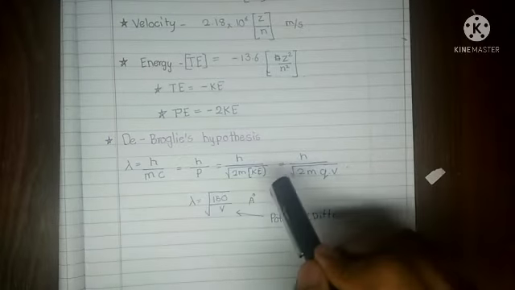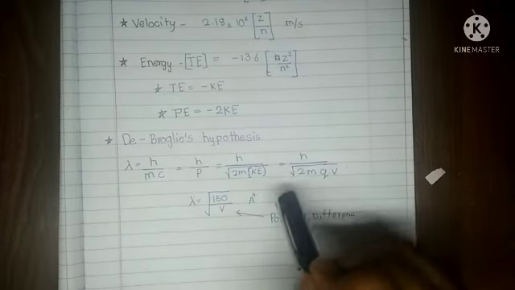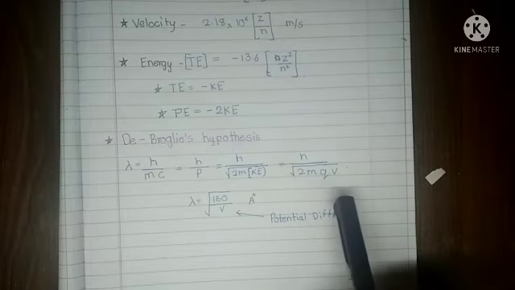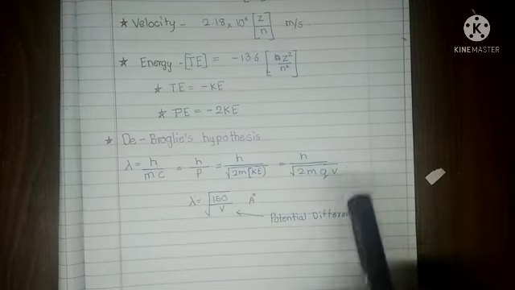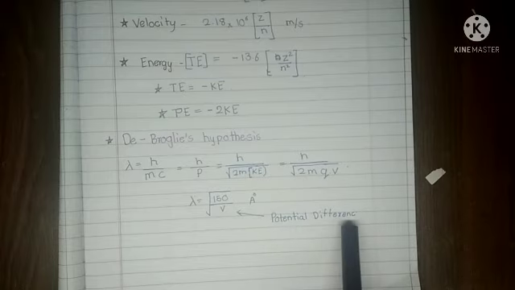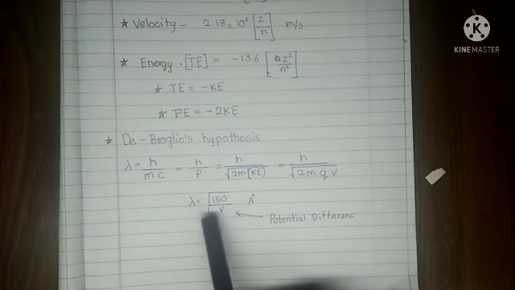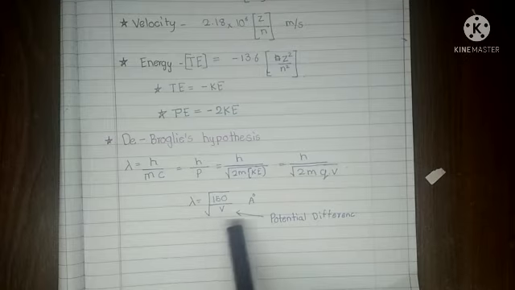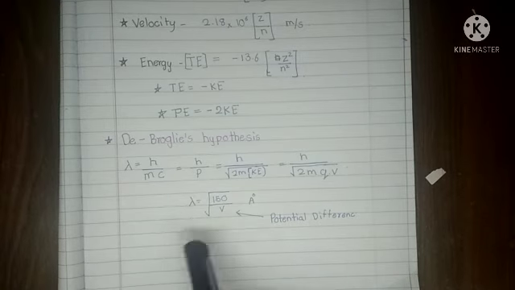h upon root 2m into KE is equal to h upon root 2m into qV. If the potential difference is given, then lambda is equal to root 150 upon potential difference. Then we get lambda in angstrom.